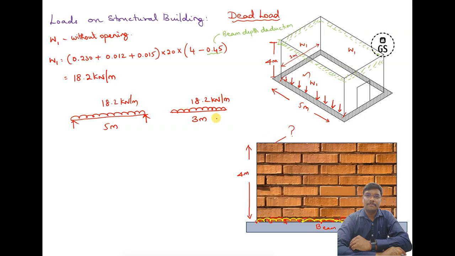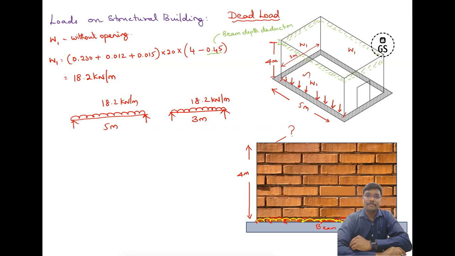So including its self-weight, it is added here. So we are going to take this. This is the load which is going to apply here. So this is how the weight is distributed on that particular beam where you have a span. So 18.2 kilonewton per meter, the load is applicable on this particular beam.